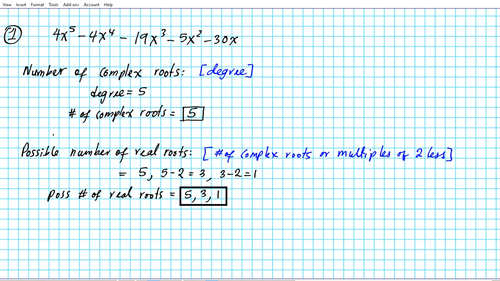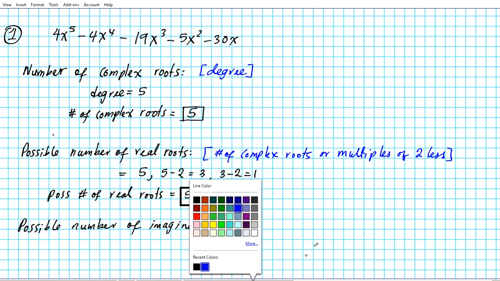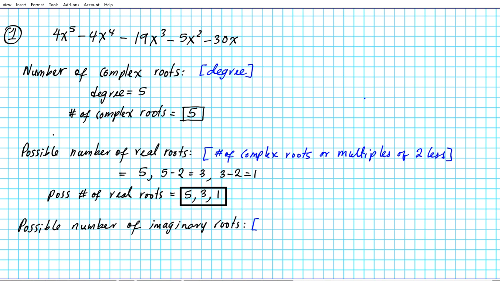All right, next we want to find the possible number of imaginary roots. Now, if a root is not real, guess what? It's imaginary. Okay, so can we determine what the possible number of imaginary roots are using the information that we have? And the answer is yes. Alright, so since imaginary plus real gives us the total number of complex roots, the possible number of imaginary roots can be determined by a simple arithmetic computation, which is the number of complex roots minus the what? Number of real roots. Alright, so we just use our two answers from above to determine what they are.